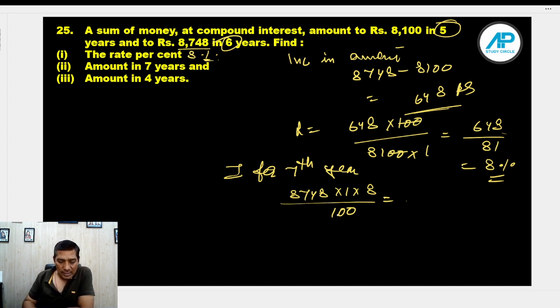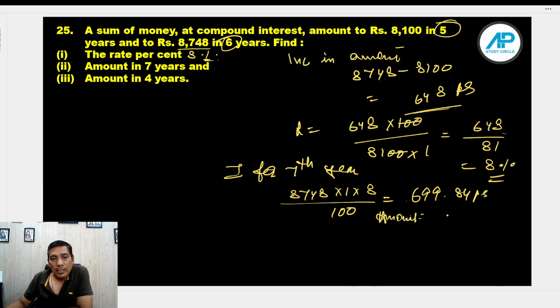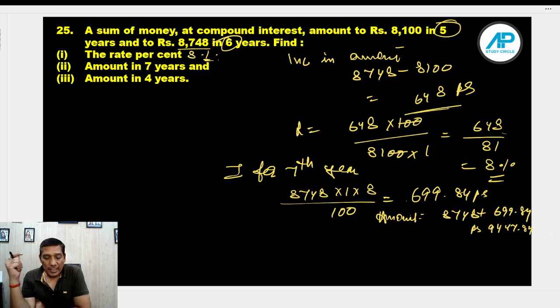Understand? Now this is the value is rupees 699.84. Amount is 8748 plus 699.84. This gives you 9447.84 is the amount at the end of 7th year.